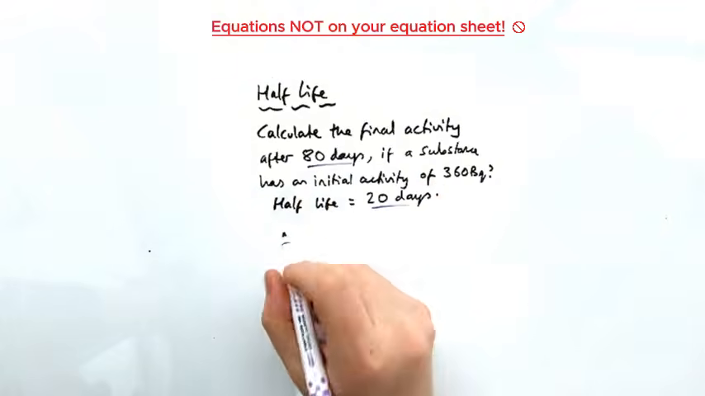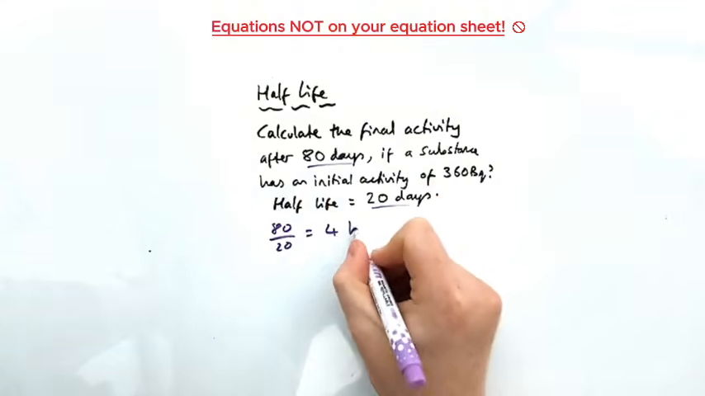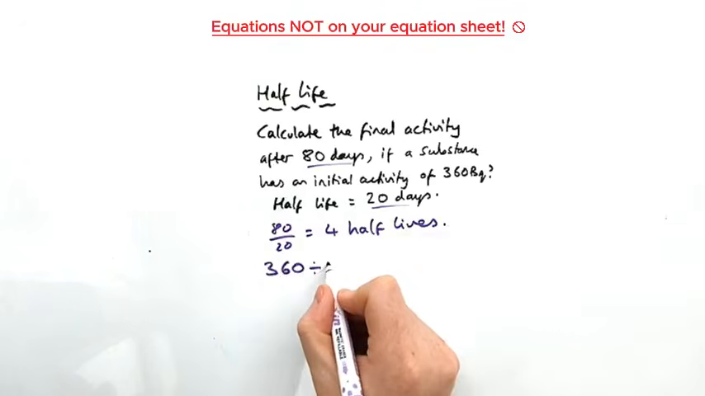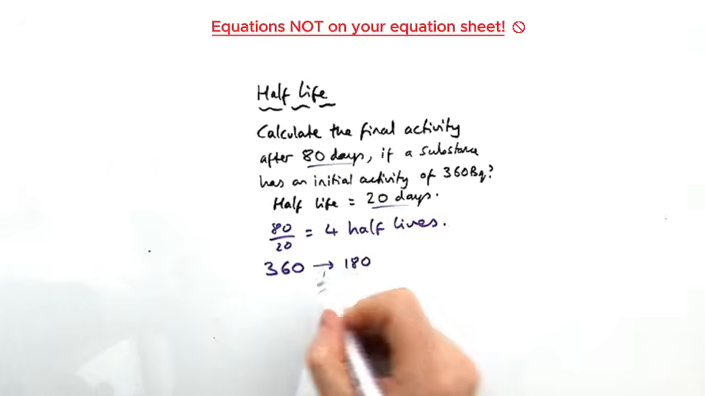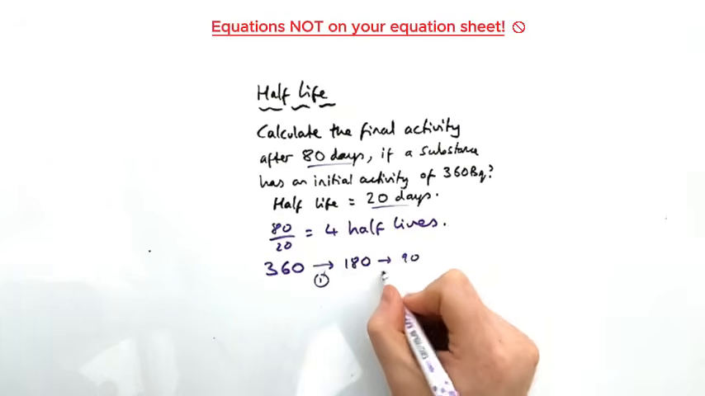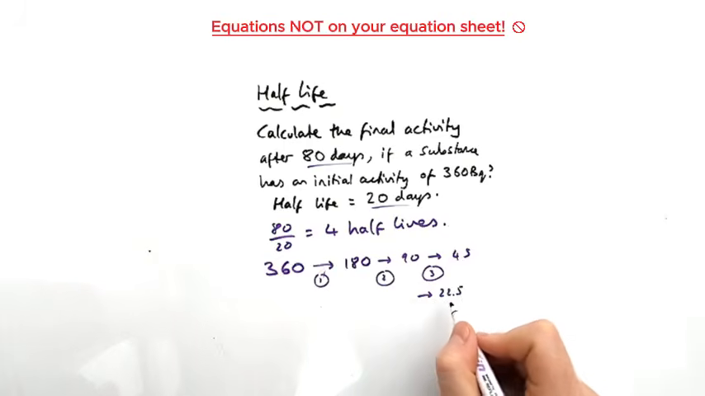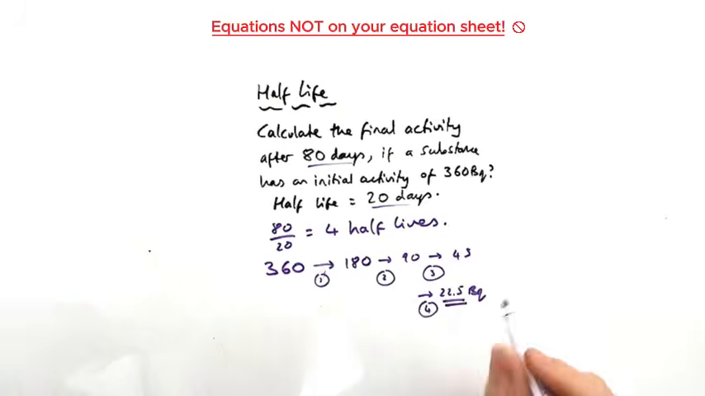So if its half-life is 20 days and 80 days have passed, that means that's 4 half-lives total, because 80 divided by 20 gives us 4. So if it's halved 4 times and it started on 360, we can see we halve it once, twice, 3 times, 4 times gives us 22.5 becquerels. So you can just do it that way, just by looking at how many half-lives there are and figuring it out.